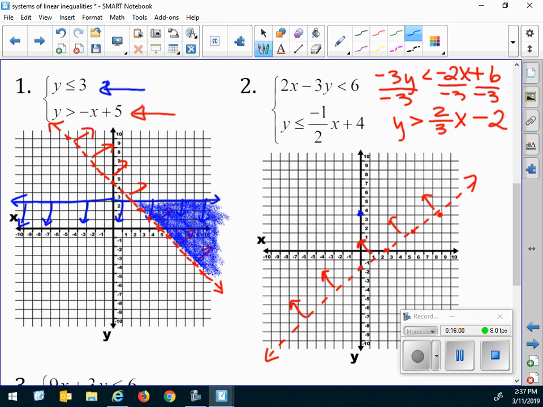Slope. How do I do negative 1/2 slope? Down 1, right 2. Solid or dotted? Solid.